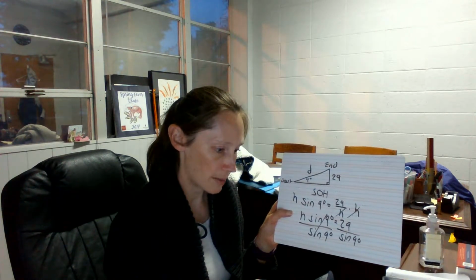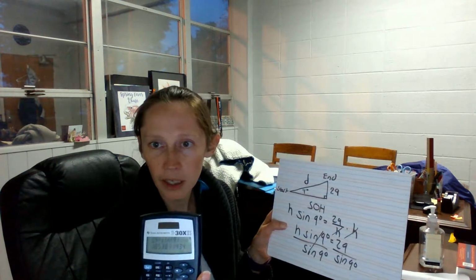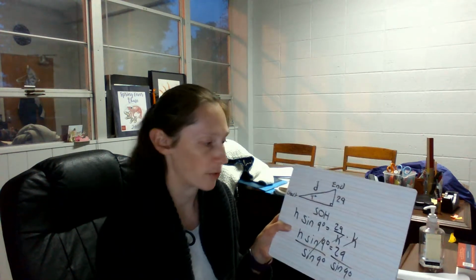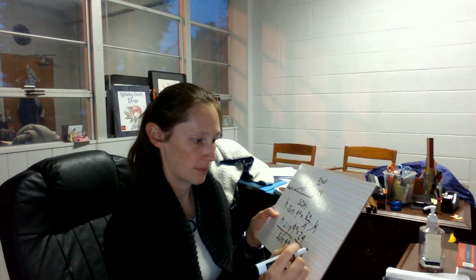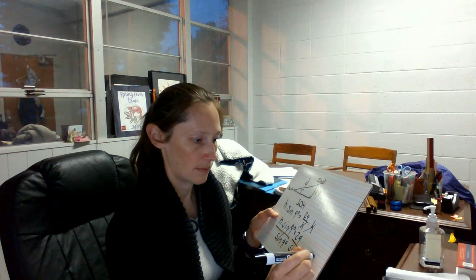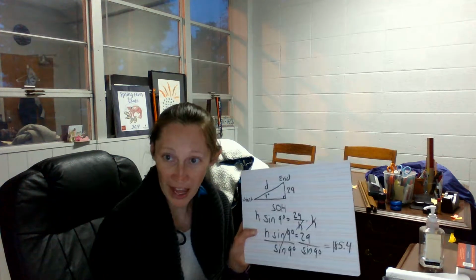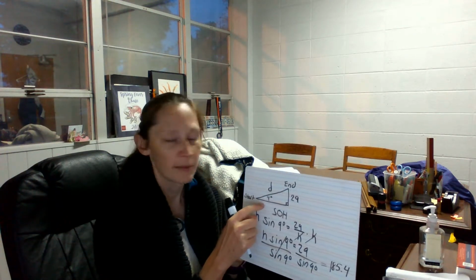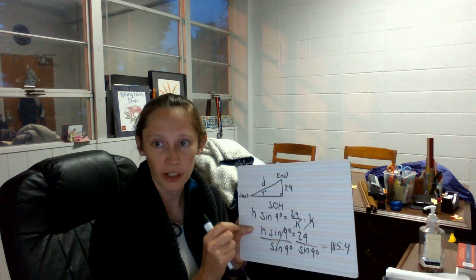Okay, and I am getting, kind of hard for that to show up. 29 divided by sine of 9 is about 185.4 feet. So think about that. I mean, that's a long distance to go just to go up 29 feet. That's because that angle is so very shallow there.